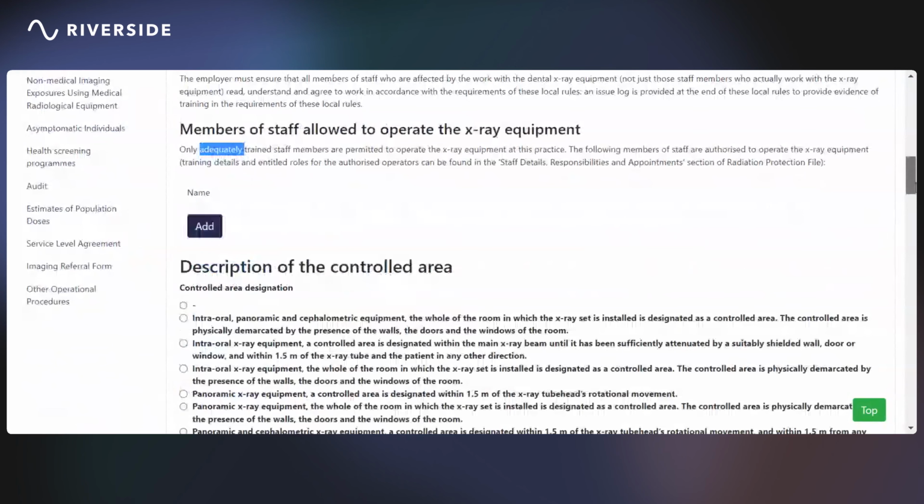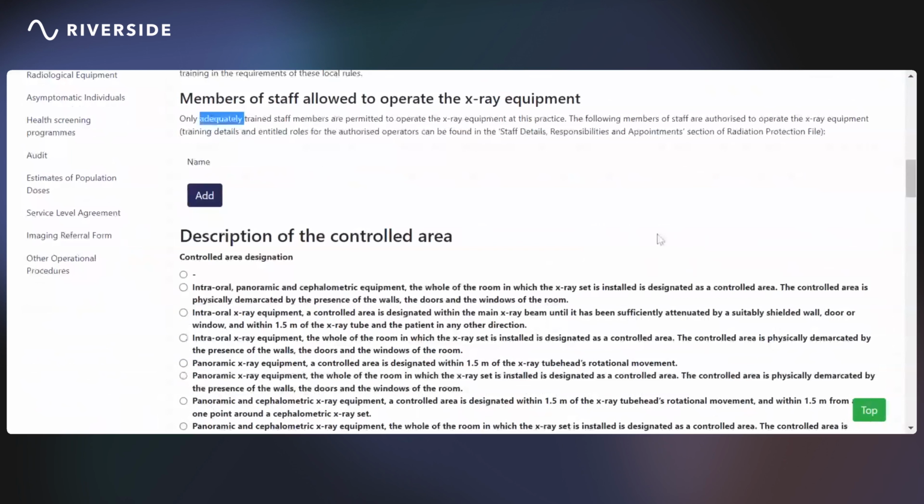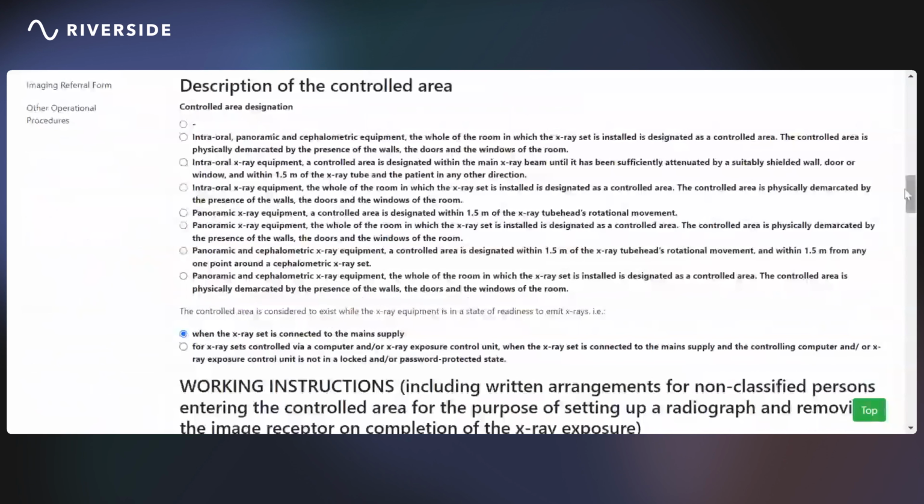We have an area where you can enter the names of the people allowed to operate the X-ray equipment itself, adding names in. We then have some tick boxes for the description of the controlled area. Designation of controlled areas is an issue that should be discussed with your RPA, but as a general rule of thumb, the top option of the whole of the room in which the X-ray set is installed is most likely to be the most relevant to yourselves. However, please feel free to consult with your RPA.